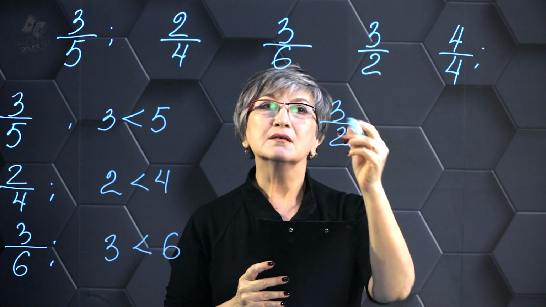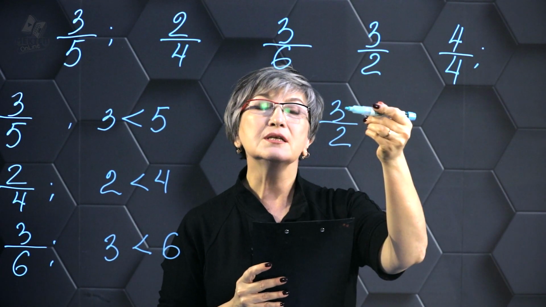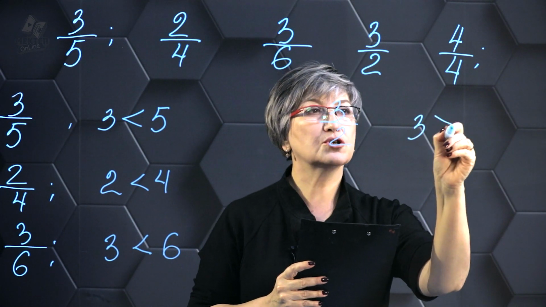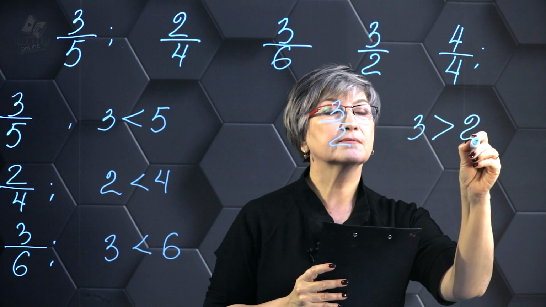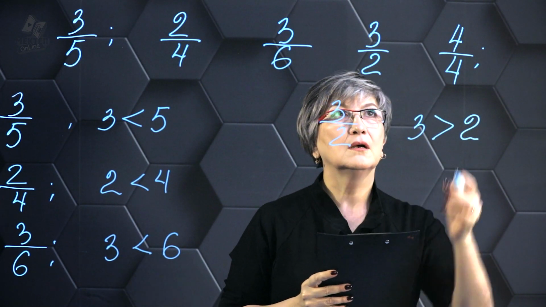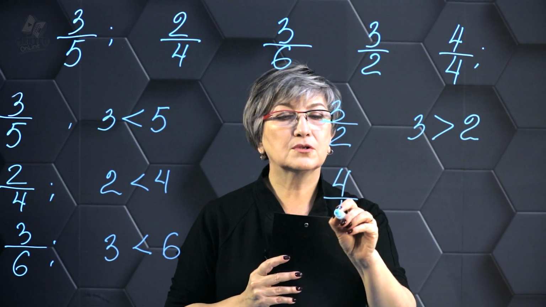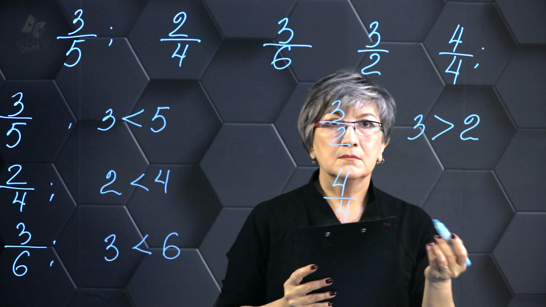So what do I have in this particular case? I have a numerator of 3 and a denominator of 2. Consequently, 3 is larger than 2. That's fantastic. So, could you please explain to me what exactly this fraction is? It seems to be 4/4.